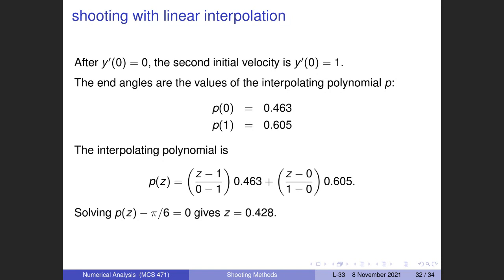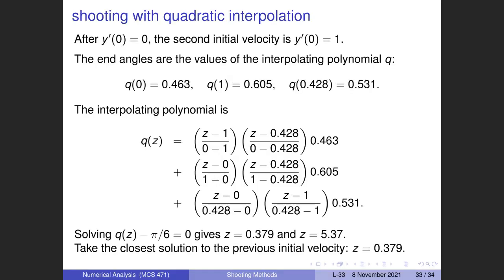So in some sense, we are coming back to the root finding problem. We can formulate this as a root finding problem, and applying linear interpolation corresponds to applying the secant method. The secant method is more accurate than the bisection method. And indeed, we find a value other than 0.5 by solving for pi over 6. So for which value in this linear function do we obtain pi over 6? It turns out this is 0.428, if you work with 3 decimal places accuracy.